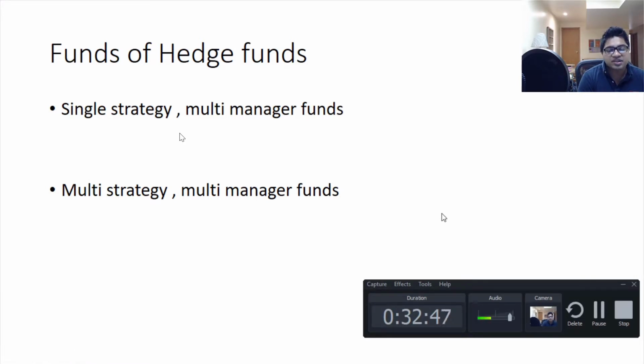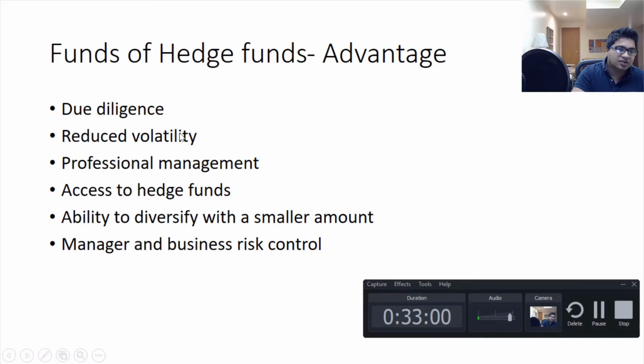Now, what are funds of hedge funds? These are mutual funds that invest in hedge funds. So they reduce the risk that you are exposed to as a hedge fund investor to a single manager. Advantages of investing in funds of hedge funds. So there is proper due diligence. It is difficult for a single person to do due diligence on hedge funds because there are fewer regulations and they are not very transparent. So the risk of due diligence is quite low if a qualified fund manager does it for you. Reduced volatility.